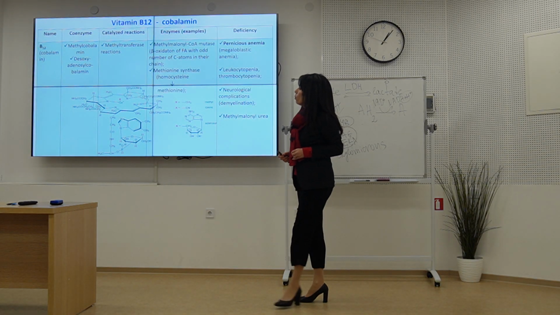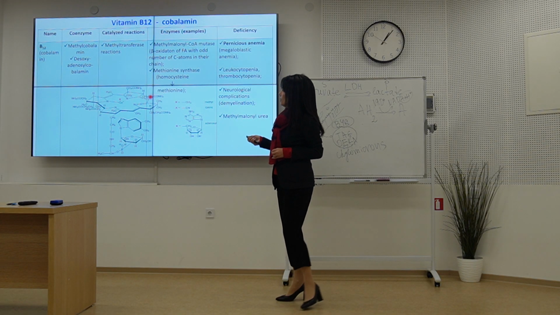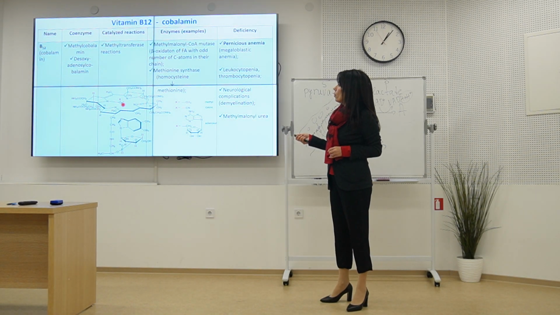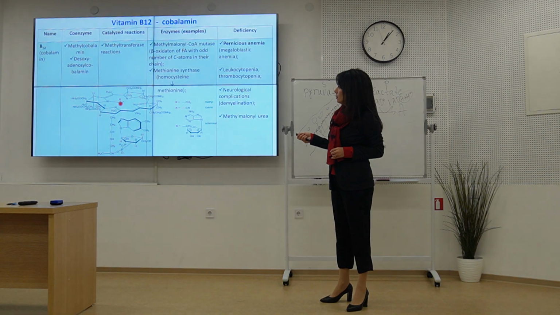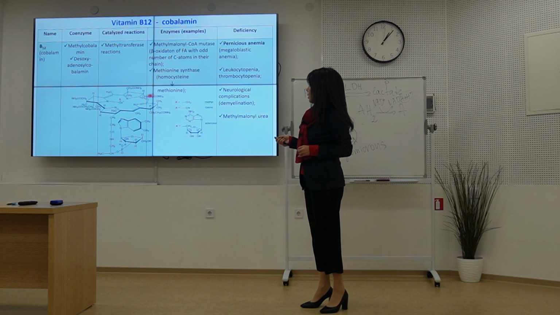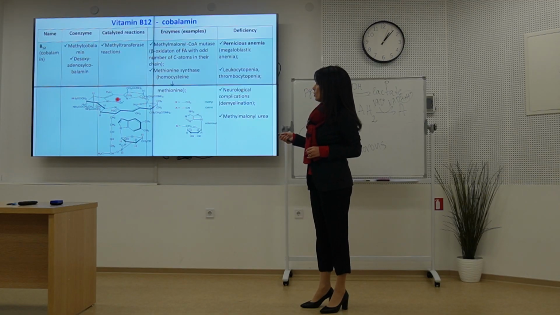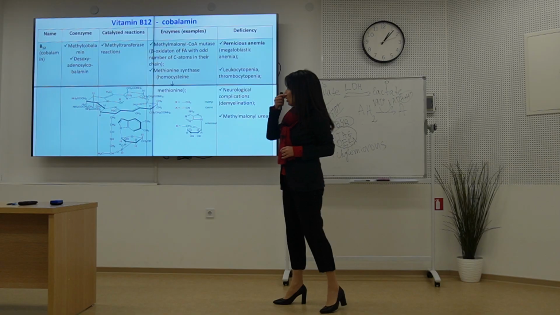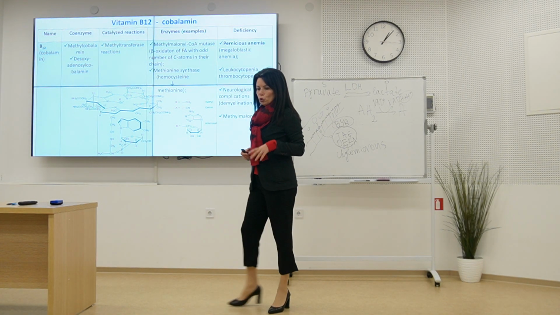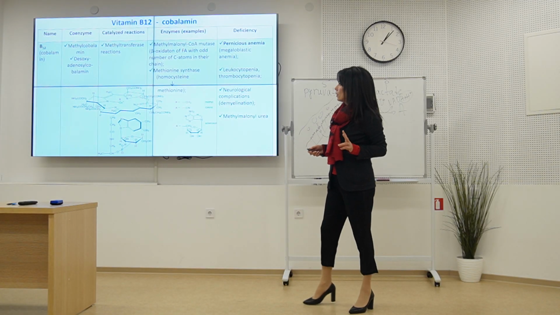B12, the other name is cobalamin. In the center of this ring, there is one cobalt ion, and there are different types of B12 according to X, this residue, methylcobalamin or adenosylcobalamin. Actually, students, in our organism, there are only two reactions with B12. Two reactions with two enzymes there.